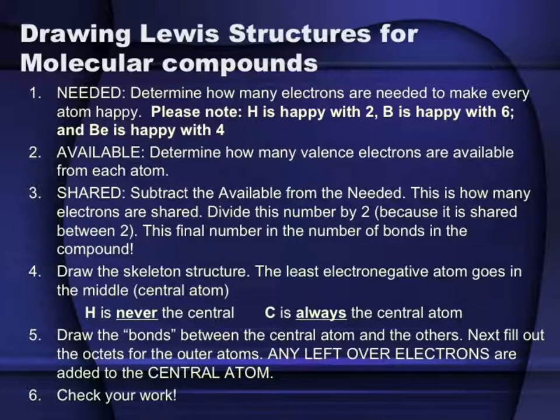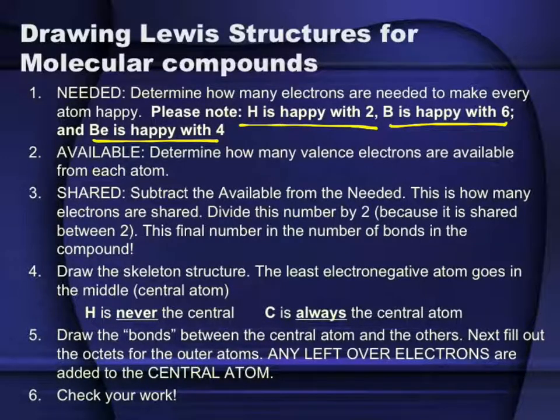So the very first thing we need to do is write in your notes somewhere that every atom wants to have how many electrons in its outer shell? 8. There are 3 exceptions. You need to memorize those exceptions. Hydrogen wants to have 2 valence electrons. Boron wants to have 6 valence electrons. Beryllium wants 4.